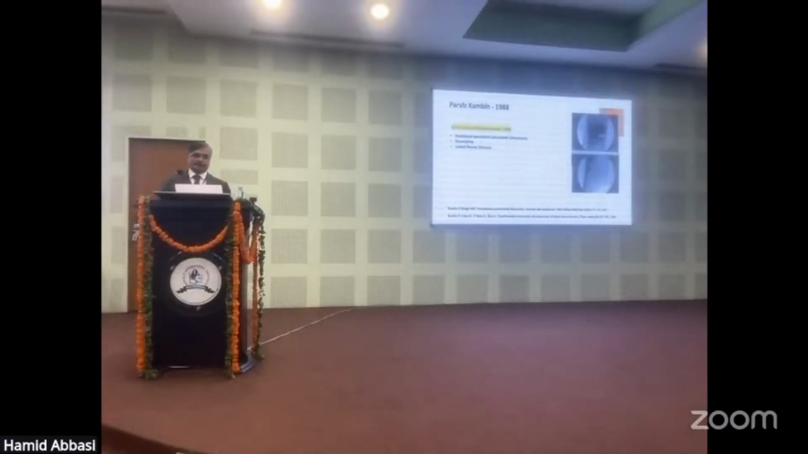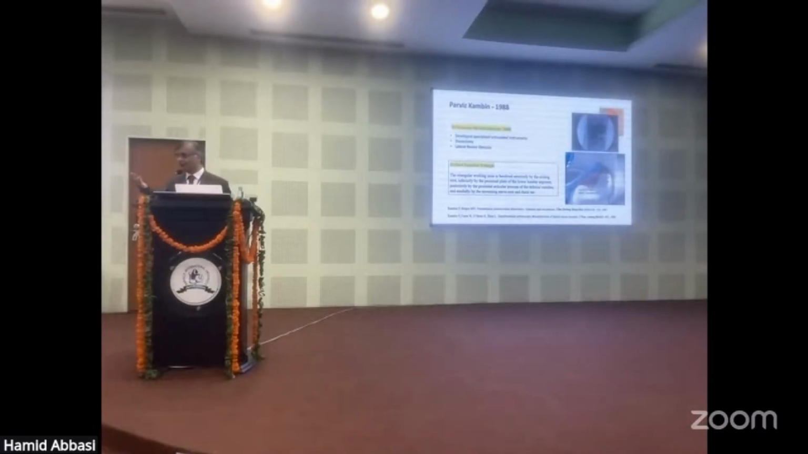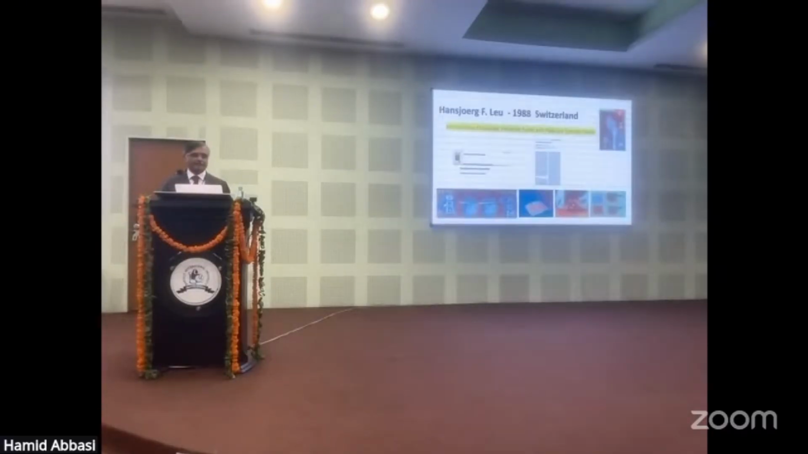That was in 1988. He defined and gave the name, Kambin's triangle. And it was also during that era that he actually defined the borders of Kambin's triangle. Now we know it is a prism rather than a triangle, but still he is the pioneer for that.